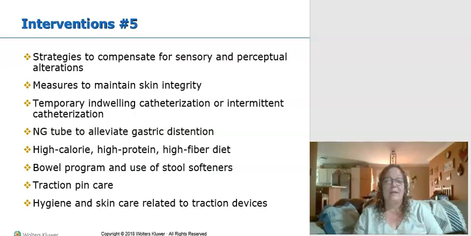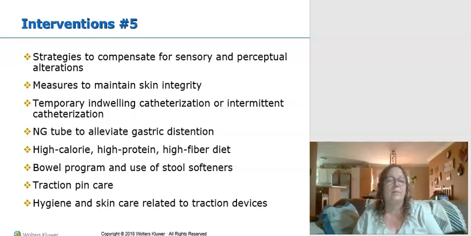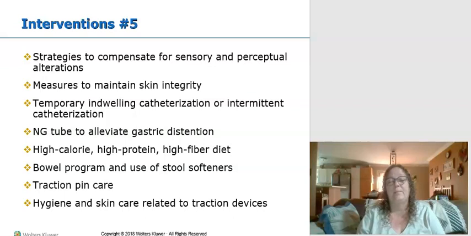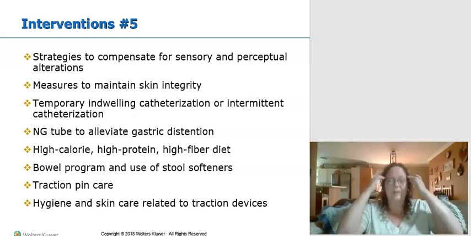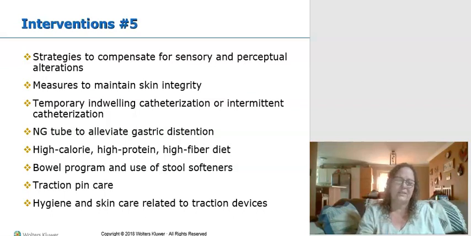With an NG tube we may need to relieve gastric distension. They'll want a high calorie, high protein, high fiber diet. Remember, high fiber, we don't want this patient to be constipated, so they'll be on a high fiber diet, probably on stool softeners. We'll need to do traction pin care, so that's the pins that went in here, and usually they will clean those as ordered. It's usually half strength peroxide and normal saline, and they'll clean around there.